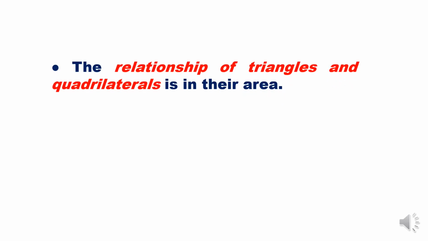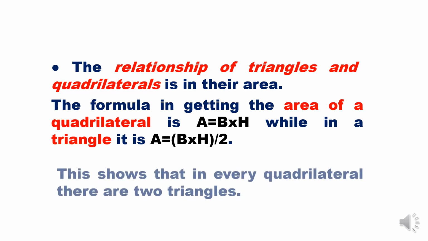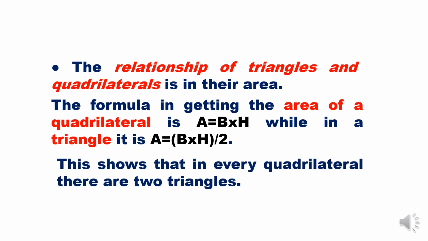The relationship of triangles and quadrilaterals is in their area. The formula in getting the area of a quadrilateral is area equals base times height, while in a triangle, it is area equals base times height divided by 2. This shows that in every quadrilateral, there are 2 triangles.